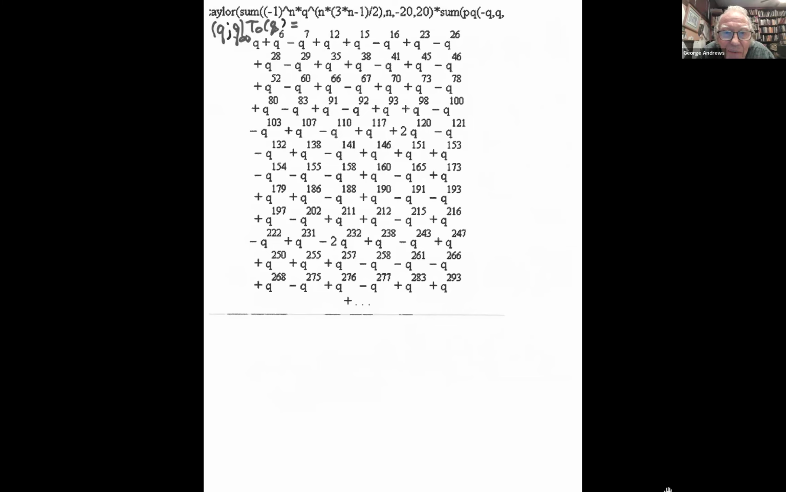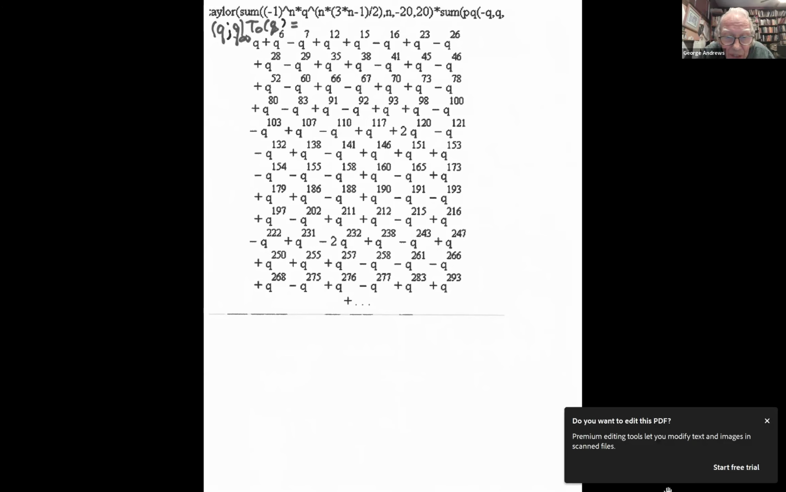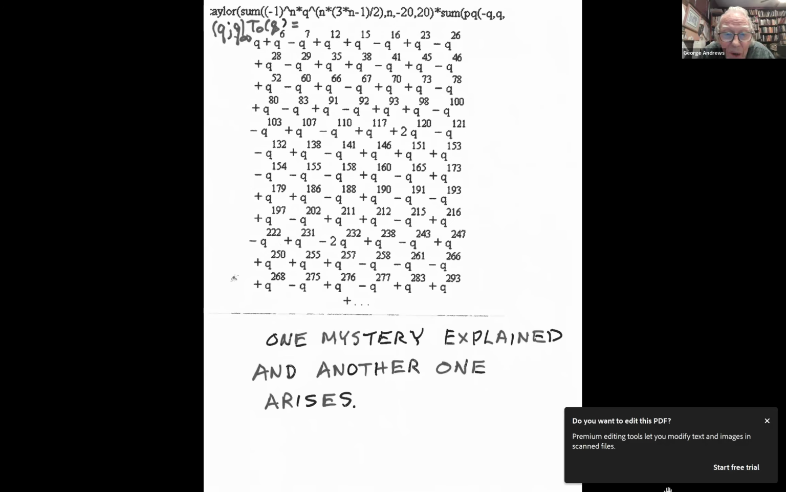Looking at this, it is highly lacunary. It's not as lacunary as an ordinary theta series, where there are only about the square root of n terms. But I've taken this out to 300, and these are the only non-zero terms in this sequence. So we have one mystery explained and another one arises.